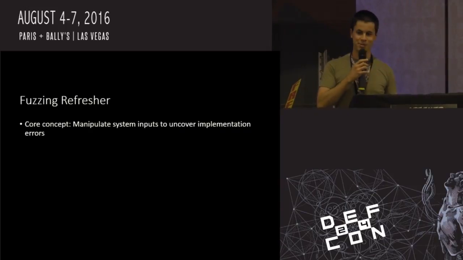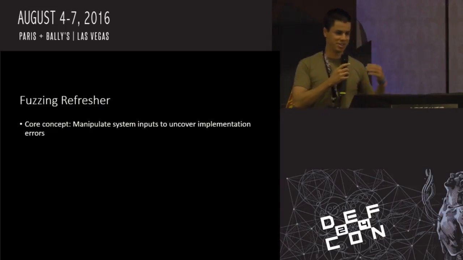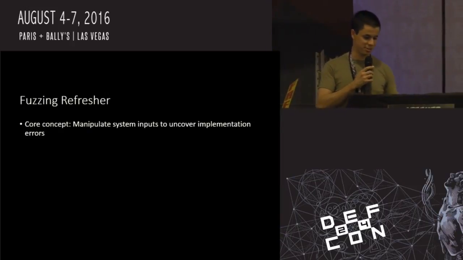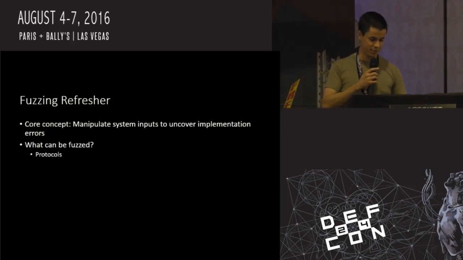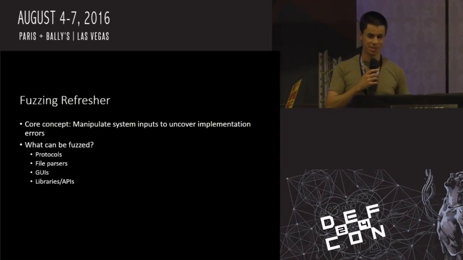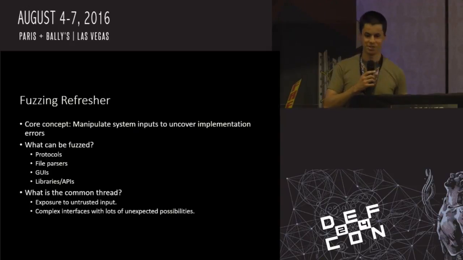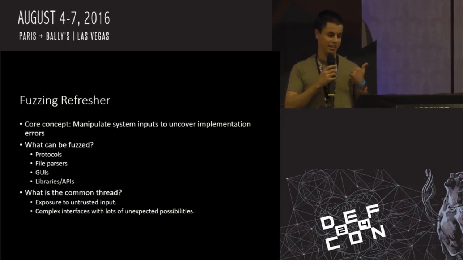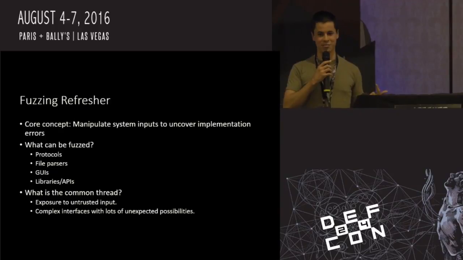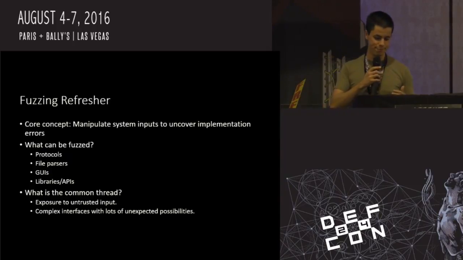So the core concept is to manipulate system inputs to uncover implementation errors. And you could tack randomness onto that, but it's not always random. So what can be fuzzed? Well, protocols, file parsers, GUIs, libraries, and APIs are all things that can be fuzzed. And the common thread in those is exposure to untrusted input and a relatively complex interface with lots of possibilities, lots of things that can go wrong.